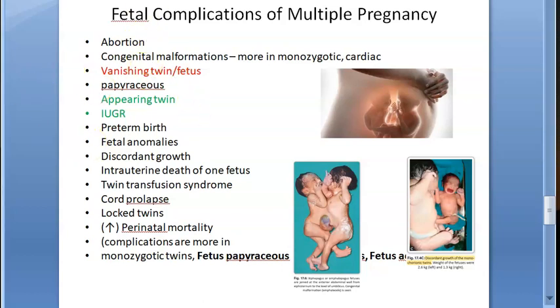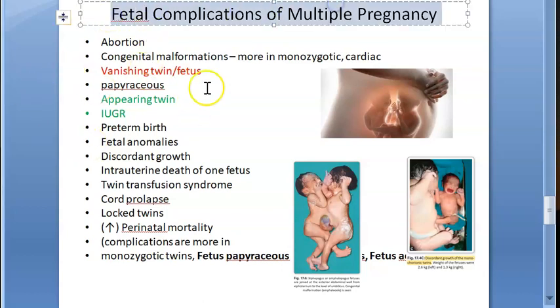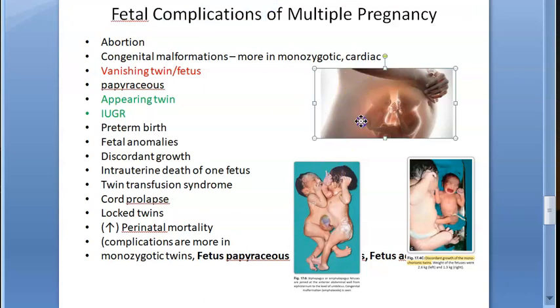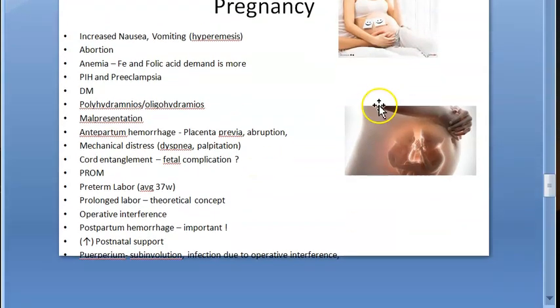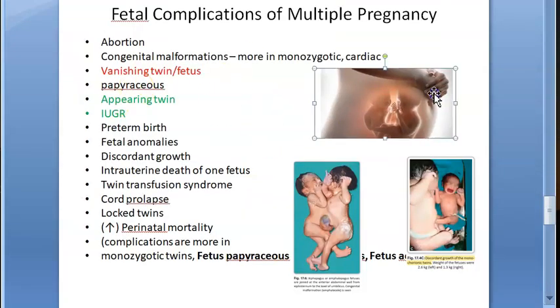Hello people, in this video let us look at the fetal complications of multiple pregnancy. That is, there are more than one fetus in the uterus, and what are the complications to the fetus? We want to look at the complications to the fetus. Maternal complications we have already finished. So now let us look at the problems to the fetus.